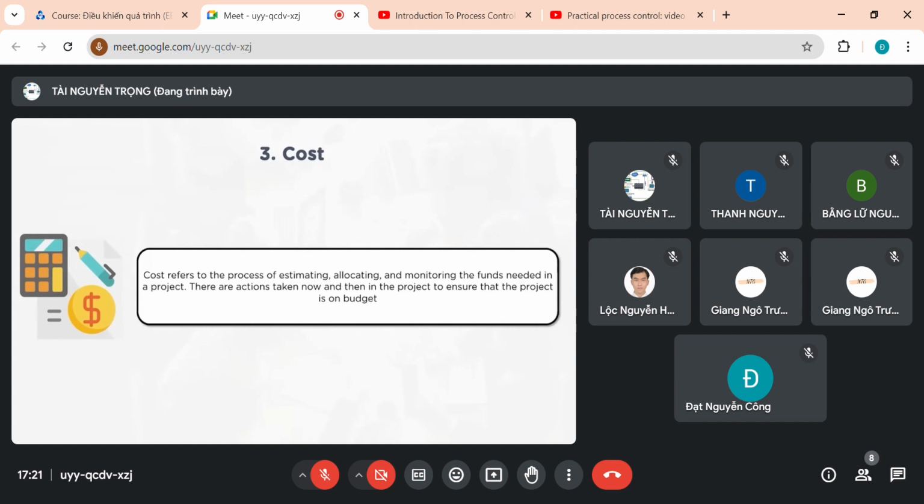The next, stakeholders. So who can be stakeholders? Every project will have stakeholders who are internal and external to the project. So the internal stakeholders are those.